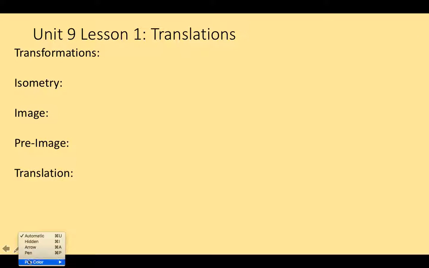Hey, geometry students. We start out chapter 9 with translations. And so chapter 9 is all about what are known as transformations. We have four major transformations. We have translations, which obviously we'll be covering today in lesson 1.